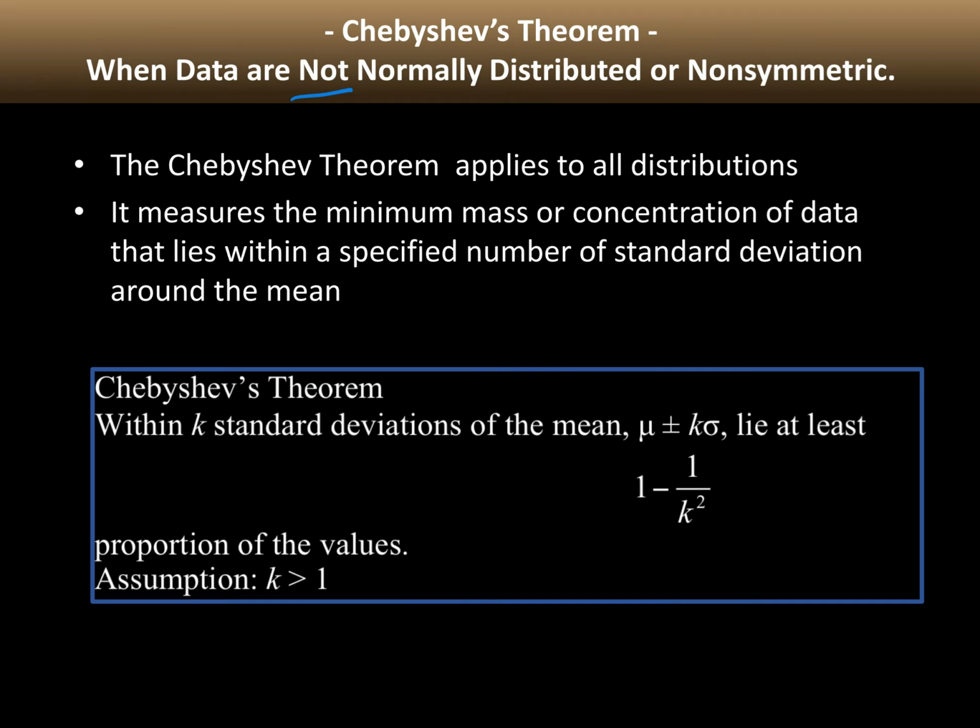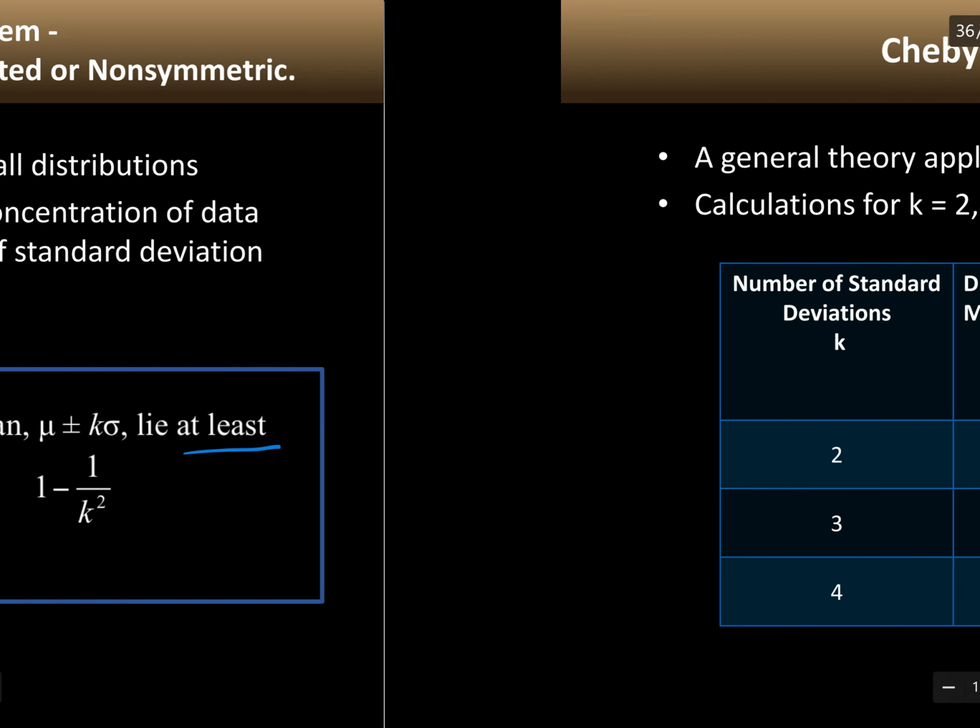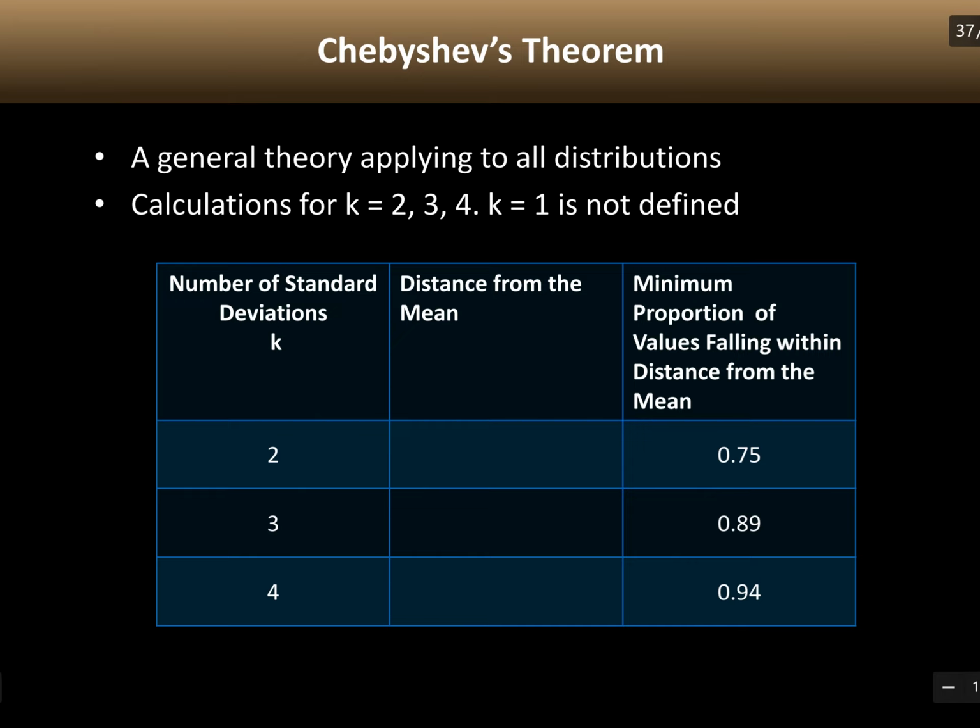So it's doing exactly the same thing as the empirical rule, but again, the empirical rule only applies to normally distributed data. Okay, so Chebyshev's theorem says within k standard deviations of the mean, mu plus or minus k sigma, lie at least 1 subtract 1 divided by k squared proportion of the values. And so it is not defined for k equals 0 or 1, so the support is for k greater than 1. Right, so it is a general theory applying to all distributions, and the calculations are for k equals 2, 3, 4, that's what's given here, and again, k equals 1 is not defined.